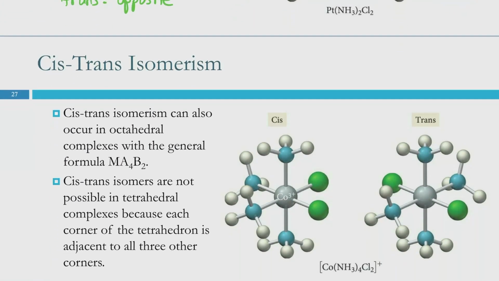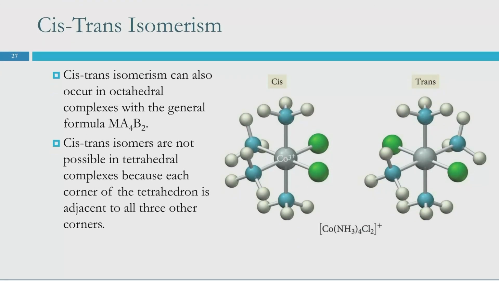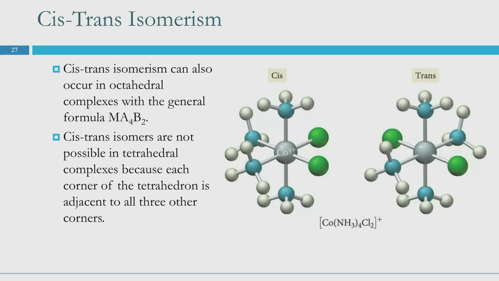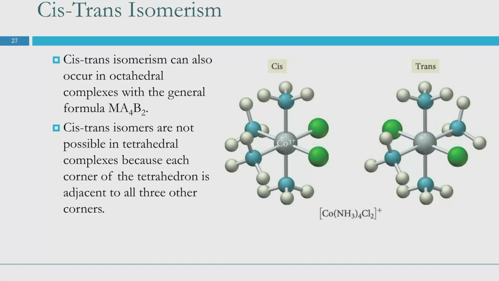It can also occur in octahedral complexes, where we've got 6 ligands or 6 groups on the central atom. So looking at an example of cis, we've got some chloros. They're on the same side, or on corners next to each other, and then in the trans isomer, they're opposite each other. They're not possible in tetrahedral complexes just because of the shape. They're all adjacent to each other. You won't always have cis-trans isomers.